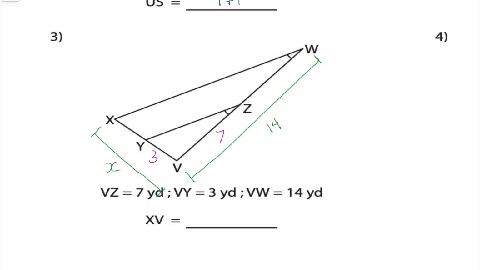So when I write this out, I'm going to do 7 over 14 is equal to 3 over x. I cross multiply and I get 7x equals 42. X equals 6, so 6 yards.